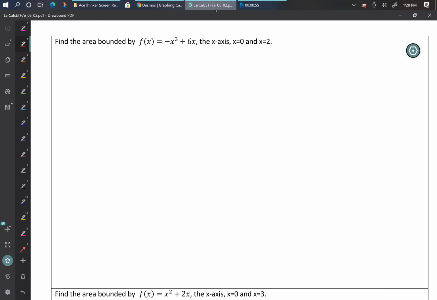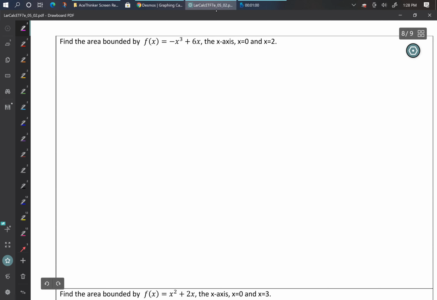So let's set this up. According to Riemann sums, the area is going to be the limit as the number of rectangles n approaches infinity of the summation as i goes from 1 to n of the function at a sample point, f of c sub i, times delta x, the width of the intervals. So let's figure out some of these pieces. Specifically, let's figure out what we're going to use for c sub i, and what we're going to use for delta x to make this thing work.